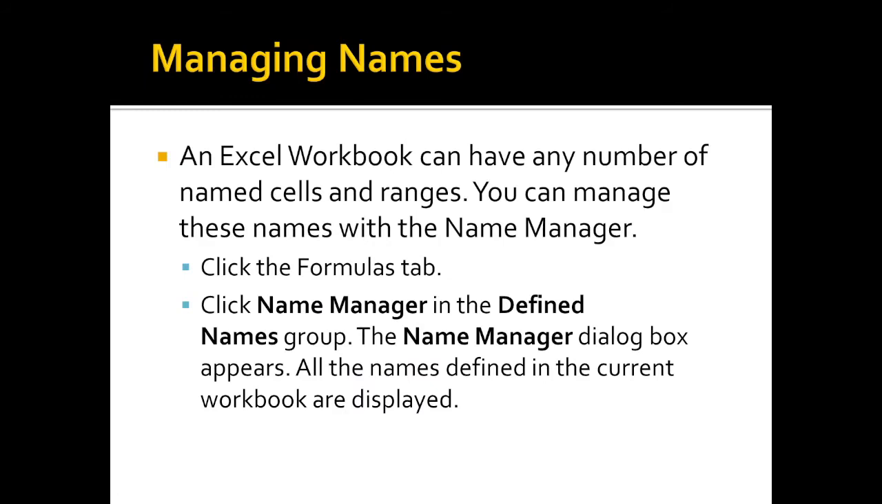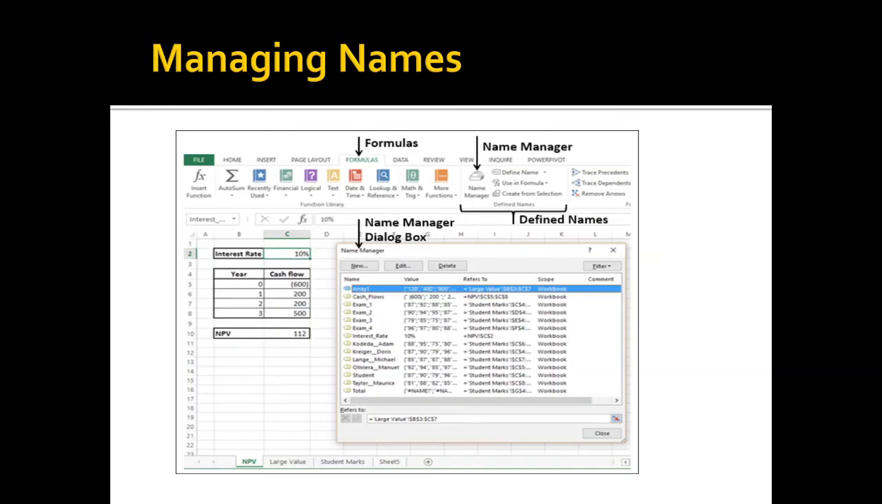Managing names. An Excel workbook can have any number of named cells and ranges. You can manage these names with the name manager. So how do we open the name manager? We just click on the formulas tab, then click name manager in the define names group. Then the name manager dialog box appears, and all the names defined in the current workbook are displayed. So this is how we do it.